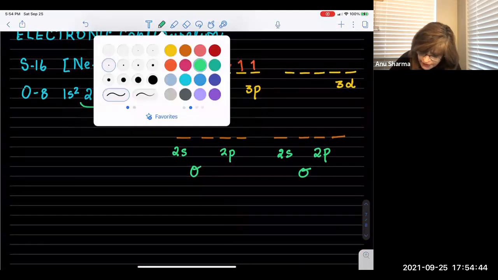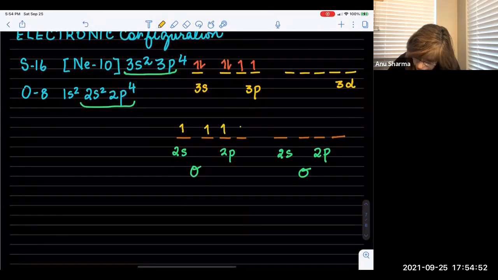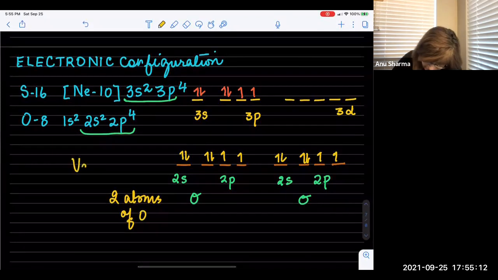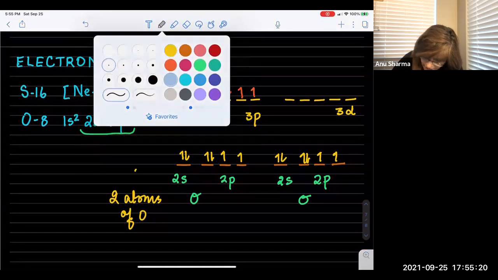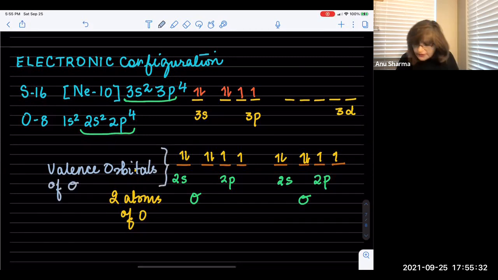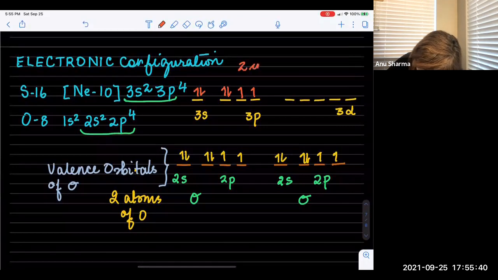Okay, now we have two atoms of oxygen, and this is the valence shell, or the valence orbitals of oxygen. That's how it's showing. So what happens here is that we see sulfur has two unpaired electrons.